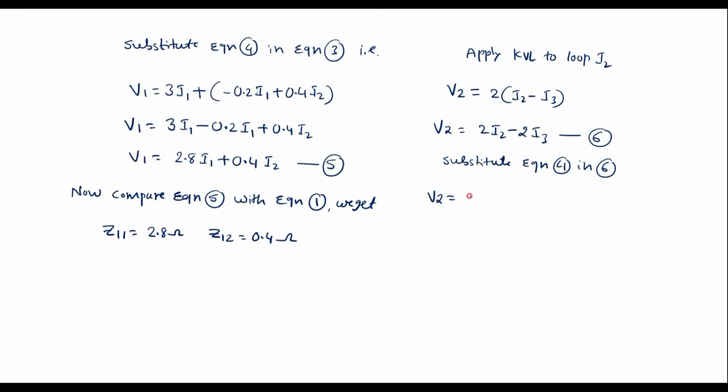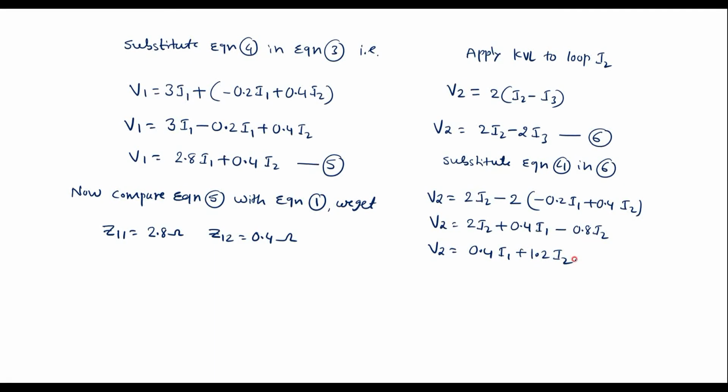Therefore, I can write V2 is equal to 2I2 minus 2 times the value of I3, which is minus 0.2 I1 plus 0.4 I2. Simplifying this, I can write 2I2 plus 0.4 I1 minus 0.8 I2. Therefore, V2 is equal to 0.4 I1 plus, 2 minus 0.8 is 1.2 I2. Call it equation 7.